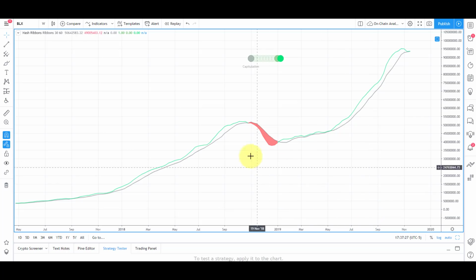All right, I want to talk about this indicator in this video. It shows you the hash power on the network, and we're going to talk about what it means when it starts to cross over, like what we're seeing here. So we're going to look at that compared to the price graph. So we'll check that out.